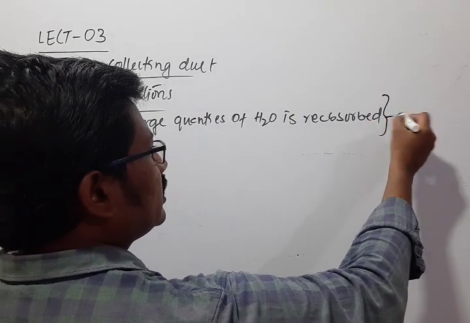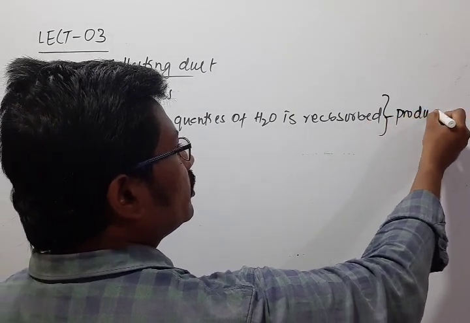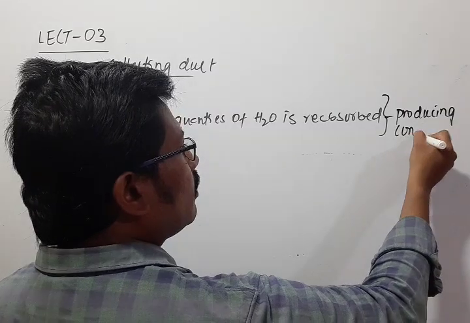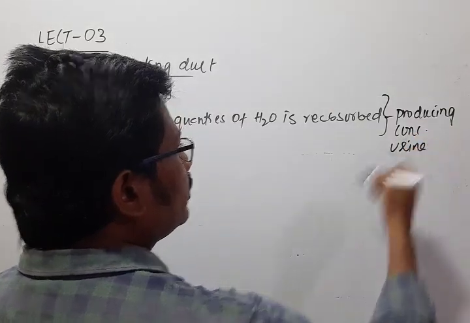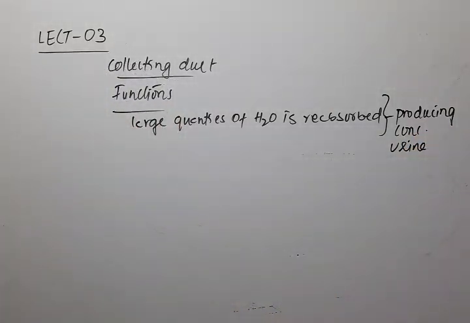So this results in producing concentrated urine. Then this segment will also allow the passage of small amounts of urea into the medullary interstitial fluid. This actually helps in maintaining the osmolarity.